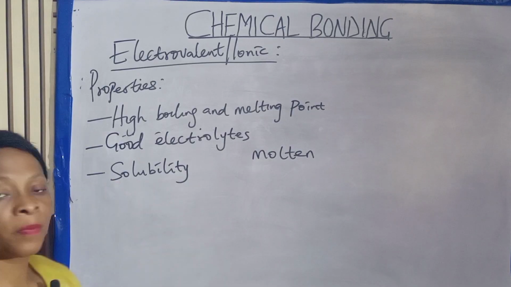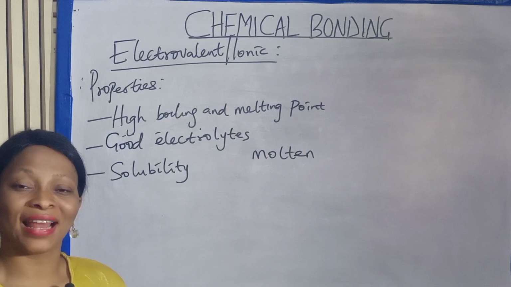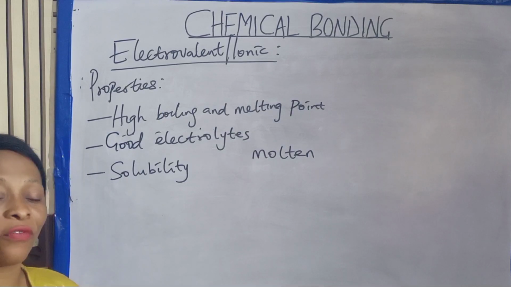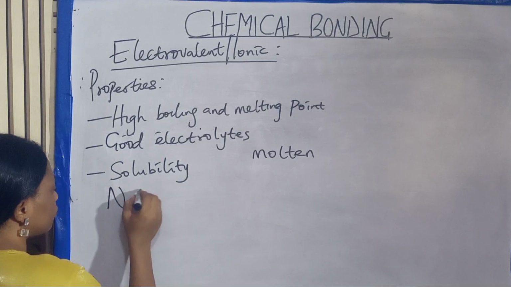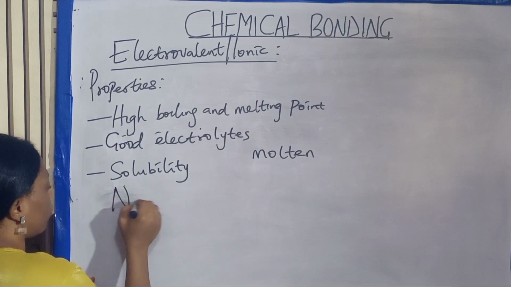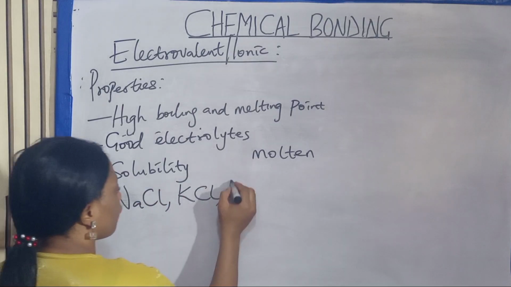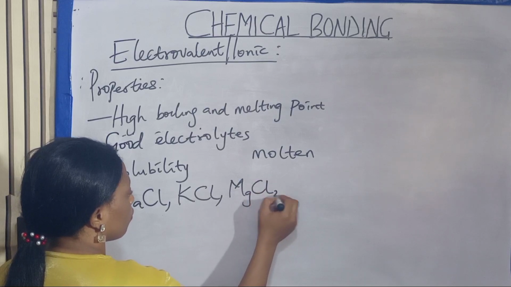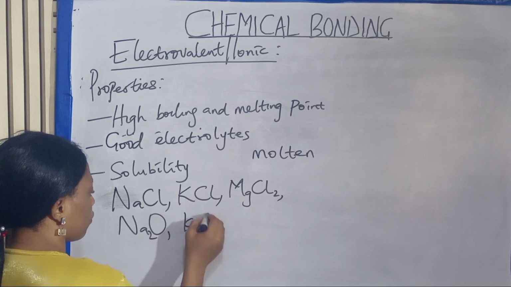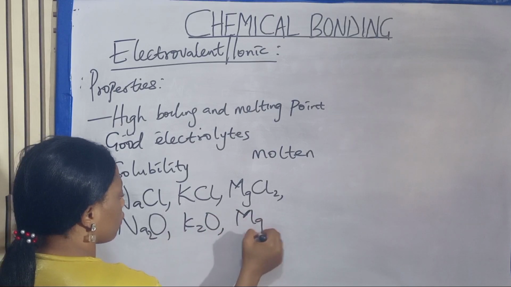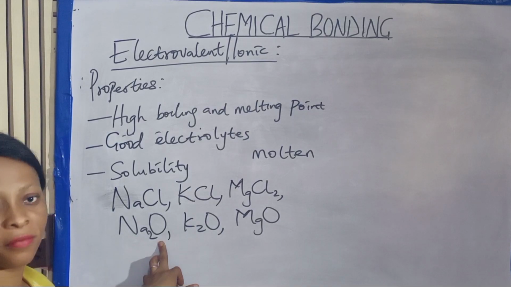Then solubility: they are highly soluble, especially in polar solvents like water. Other examples of ionic bonding include sodium chloride, potassium chloride, magnesium chloride, sodium oxide, potassium oxide, magnesium oxide, and so on. It must be a metal and a non-metal.